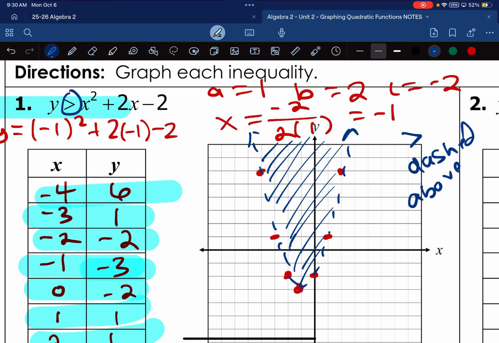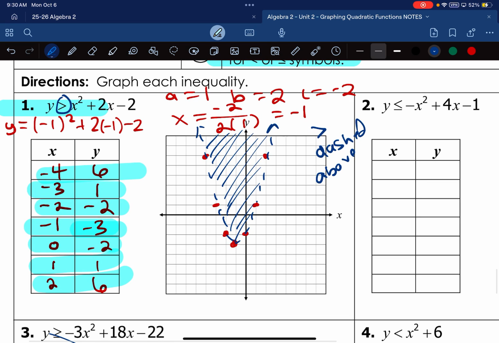That's everything above. So that is the main difference between inequalities and functions. We still use the exact same steps to graph the points. It's just in those very last 2 steps of drawing our line and then shading.